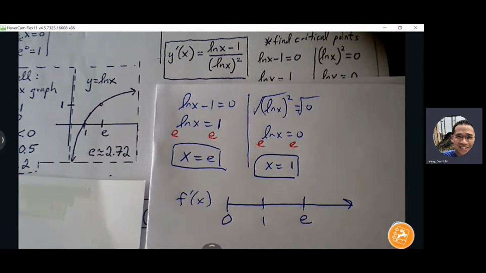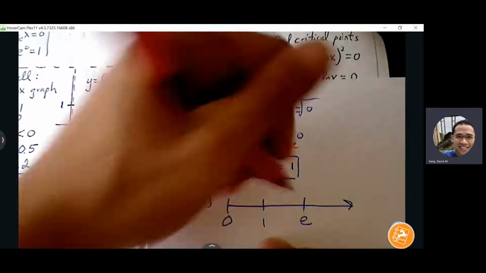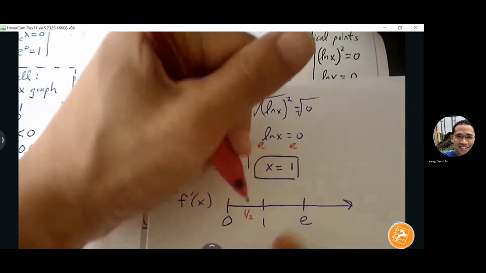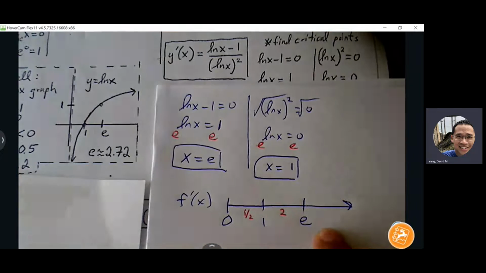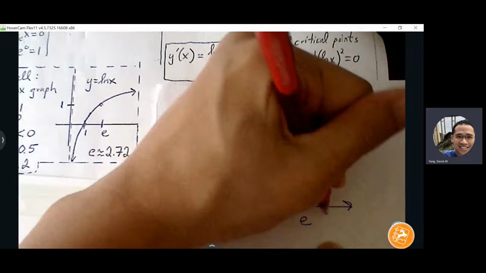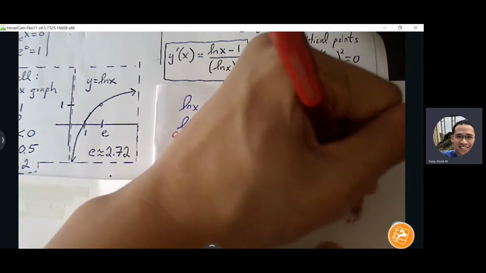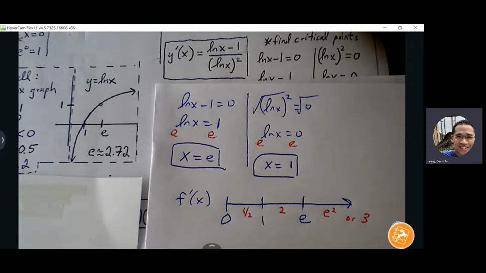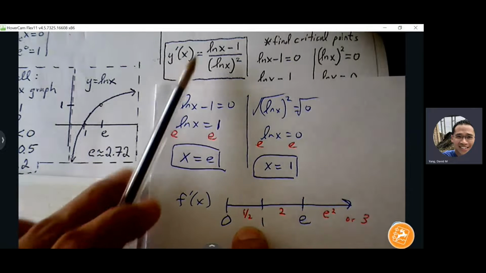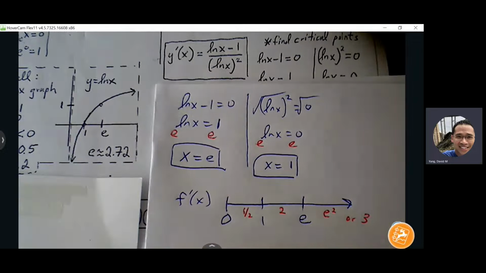So let's pick some values here. Between 0 and 1, I can choose 1/2. Between 1 and e, I can choose 2. To the right of e, I can choose e squared. I like that. Or 3. 3 is fine as well. Both are good. e squared feels a little bit cleaner, but with 3, you can get everything that you need from the graph as well. So let's go through each of these. We're going to test these against the derivative function, and we just care about whether it's positive or negative.